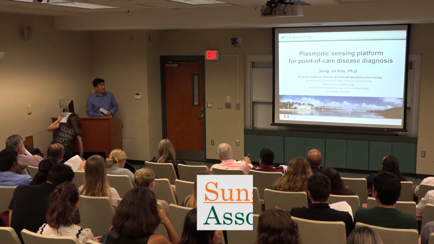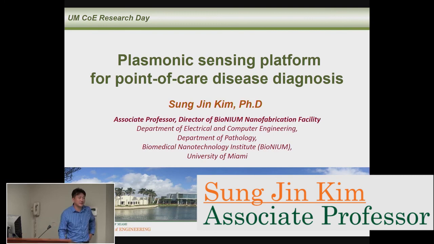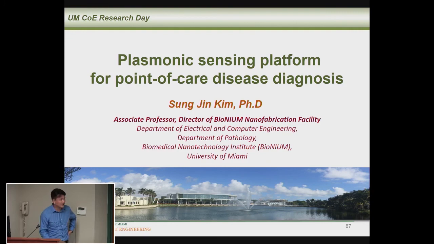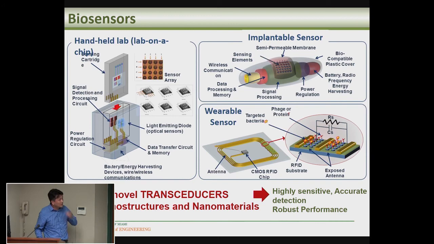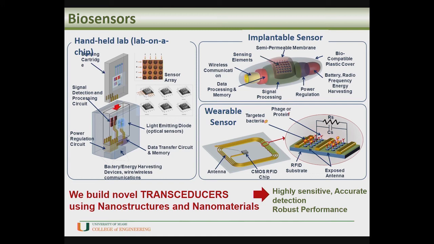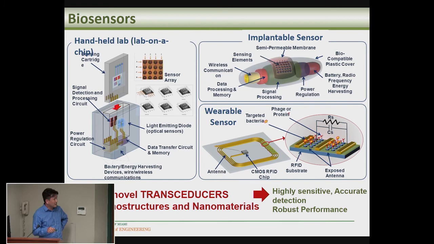Hi. My research in general is nanophotonics, which deals with nanomaterials and nanostructures' interactions with light. So today we have a project related to a biomedical application, a sensing platform. There are many people working on different sensor technologies, like handheld lab-on-chip type sensors, implantable sensors, and wearable sensors. We focus on handheld device based sensors. And more importantly, in these kinds of sensors, the transducer technology is very important. A transducer converts the chemical or biological interactions into electrical or optical signals. So we mainly focus on highly sensitive, accurate, and also robust technology for efficient transducers.